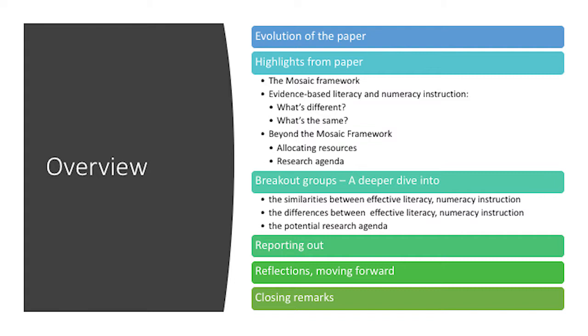And then we want to give you a taste of some of the highlights from the paper, looking at this mosaic framework. Why the framework and what does it mean? Looking at what the different components of the framework tell us about what's specific about teaching literacy and numeracy, and also what are the commonalities between really good literacy instruction and good numeracy instruction. And then we're going to end by looking a little bit beyond the mosaic framework. There are two sections of the paper that look at some of the things to consider when you're distributing resources across literacy and numeracy, or across the different components of the mosaic. And then looking at the research agenda, which is focused on numeracy.